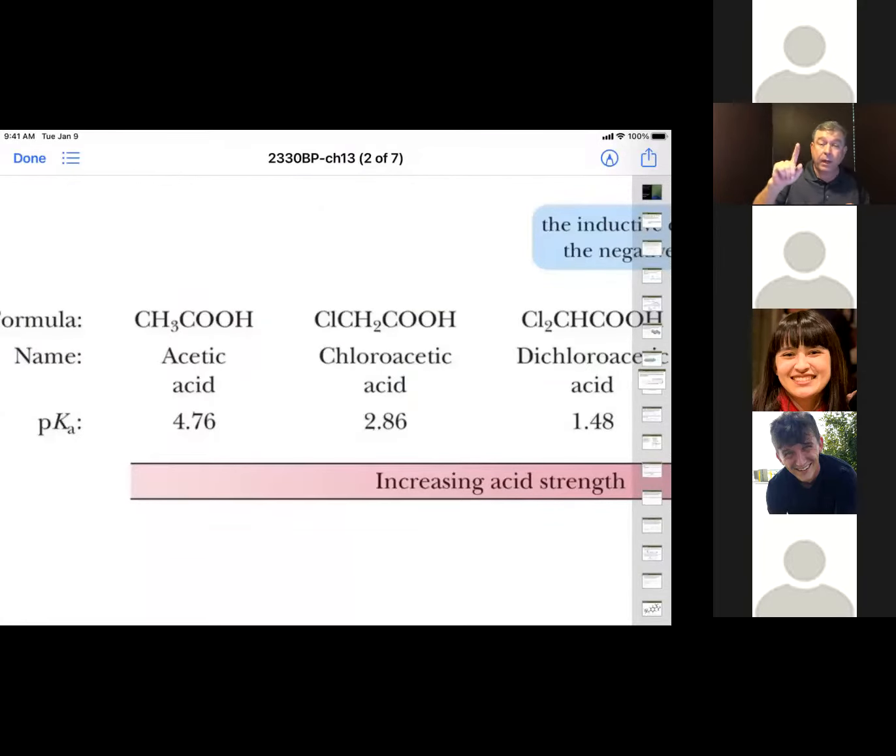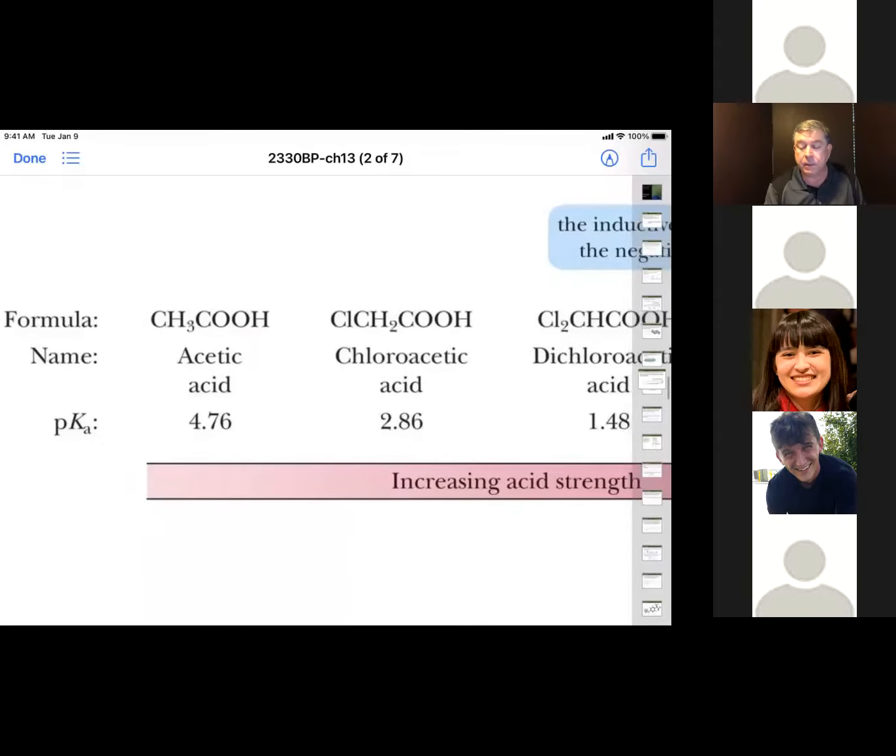If we add one electron withdrawing group, one more electronegative atom, we end up pulling some of that electron density away from the carbon, which pulls some of the electron density away from the carboxylic acid, making the hydrogen more acidic. Because more of the electron density is being pulled over here, it makes the hydrogen more acidic. And we see that the pKa drops to 2.86. So that's like a whole point, right? Or 2 whole points right here.